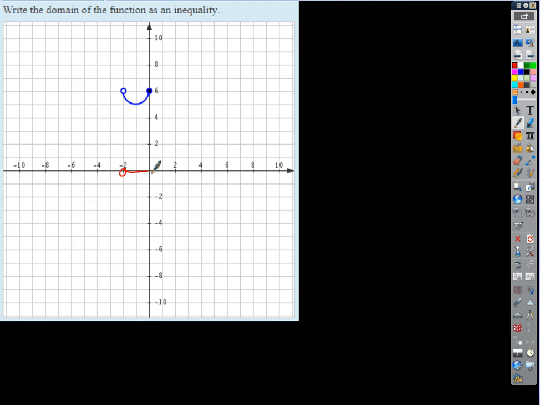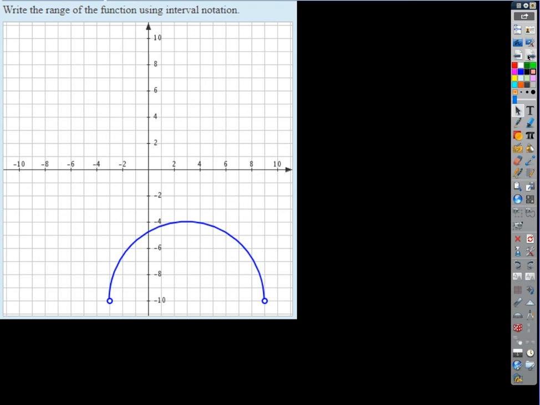How about the other side? Closed, because that is included, okay? We want to write this as an inequality. What does that look like? X is greater than what? -2 and less than or equal to 0. Good, that's what we wanted, an inequality. If we were to write it as an interval, we'd get a rounded parenthesis and a closed bracket, right? Make sure that makes sense. Okay.